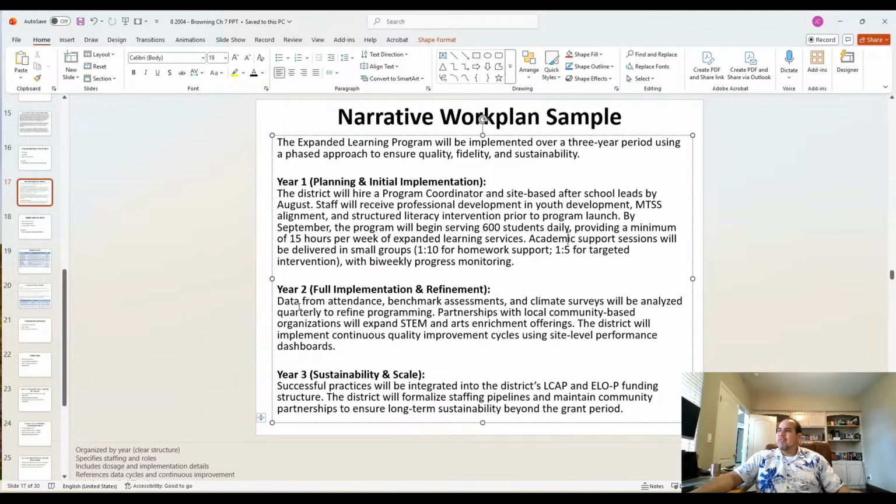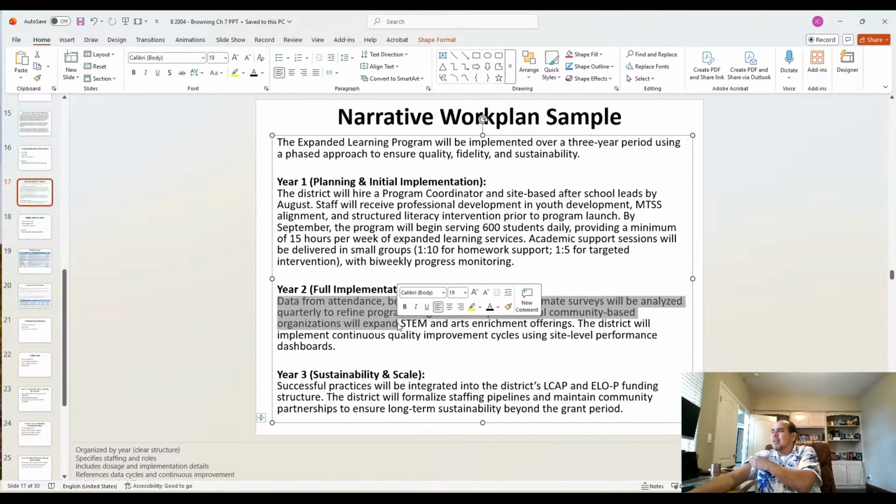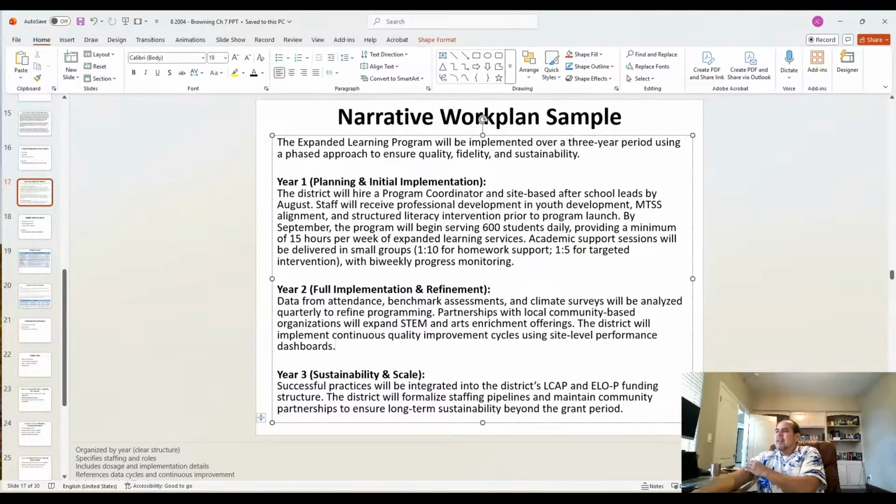Year two, data from attendance, benchmark assessments, and climate surveys will be analyzed quarterly to refine programming. Partnerships with local CBOs will expand STEM and art enrichment offerings. Okay, so this is after year one, you put the program in, it's running, and then we're going to move to really refining it and improving it. Okay, and year three, sustainability and scale. Successful practices will be integrated into the district's LCAP and ELOP funding structure.